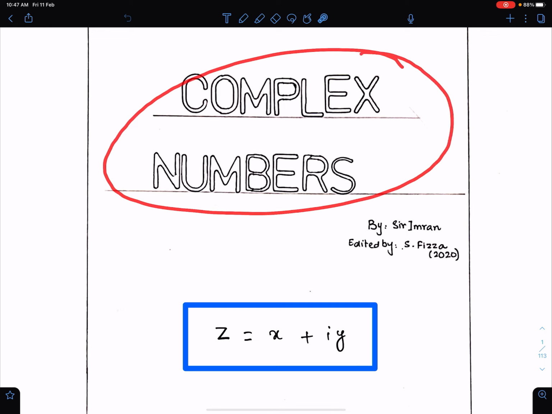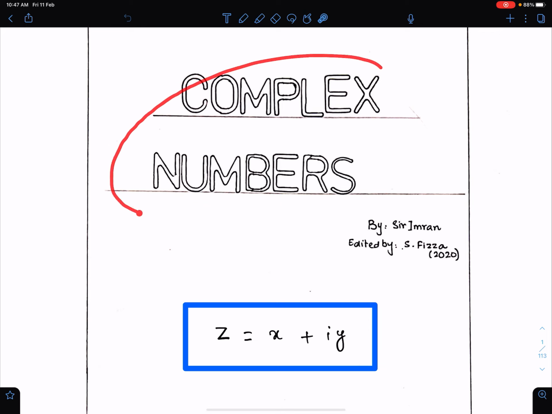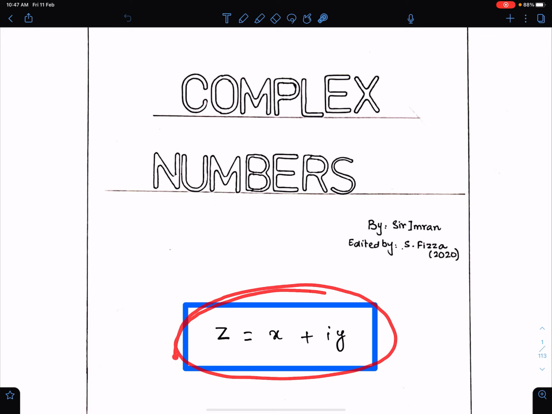Complex numbers. This is the introduction class of complex numbers. In this lecture, I will discuss the basic concepts of complex numbers. A number of this form is known as a complex number.